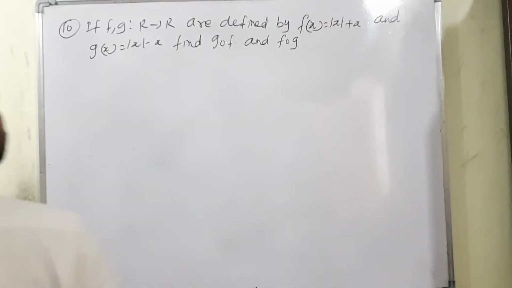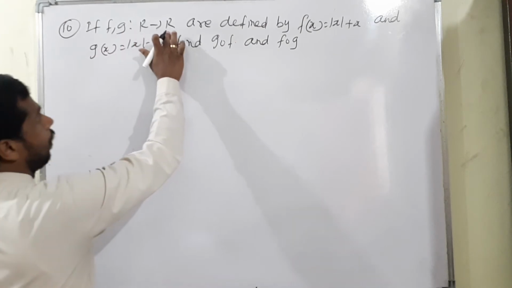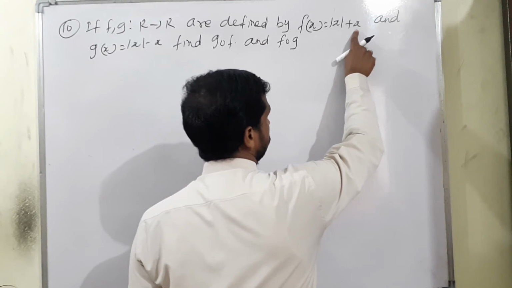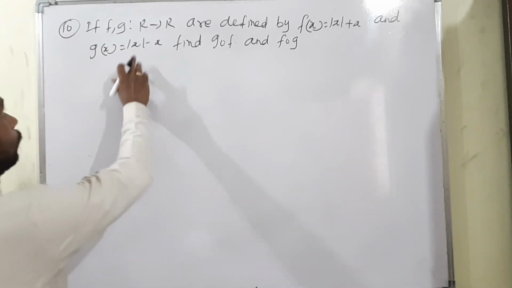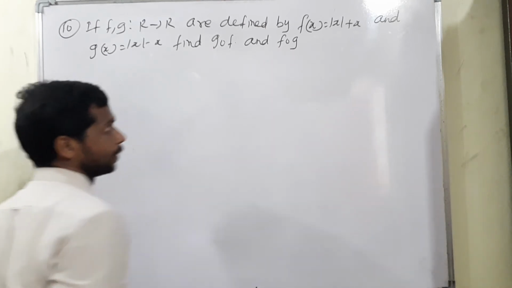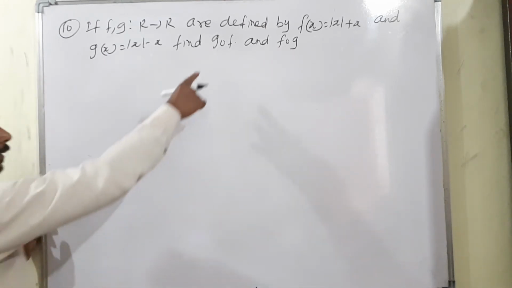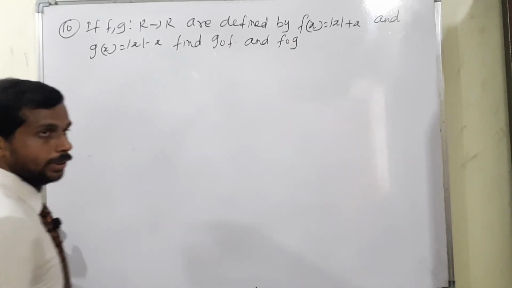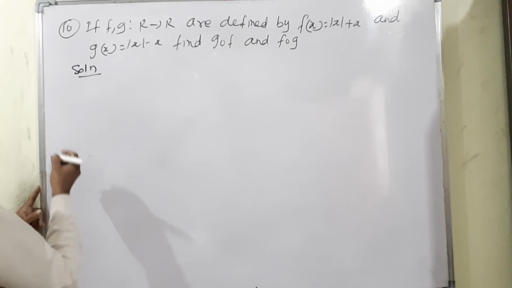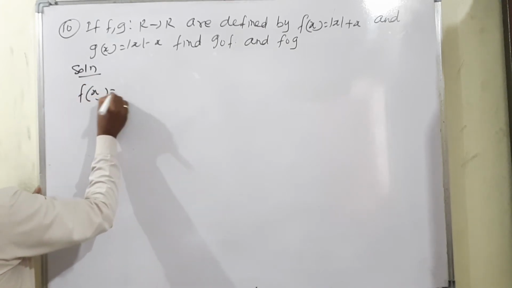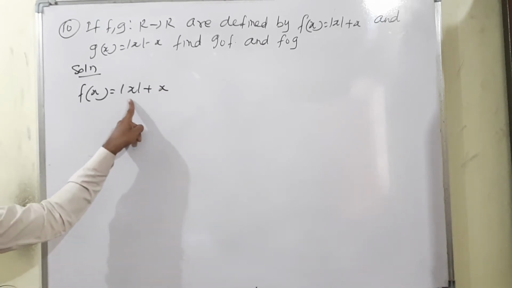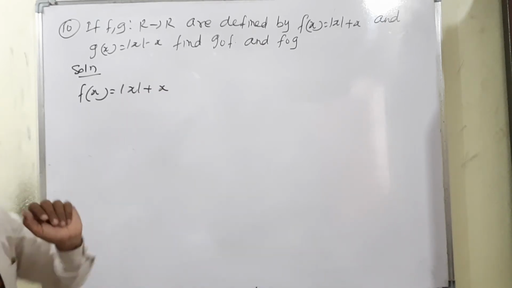Question number 10. If f, g: R to R are defined by f(x) = |x| + x and g(x) = |x| - x, find f composite g and g composite f. Or we can say g∘f(x) and f∘g(x). Solution: the first term, f(x) = |x| + x. Already you know the meaning of modulus of x: plus or minus x, isn't it?